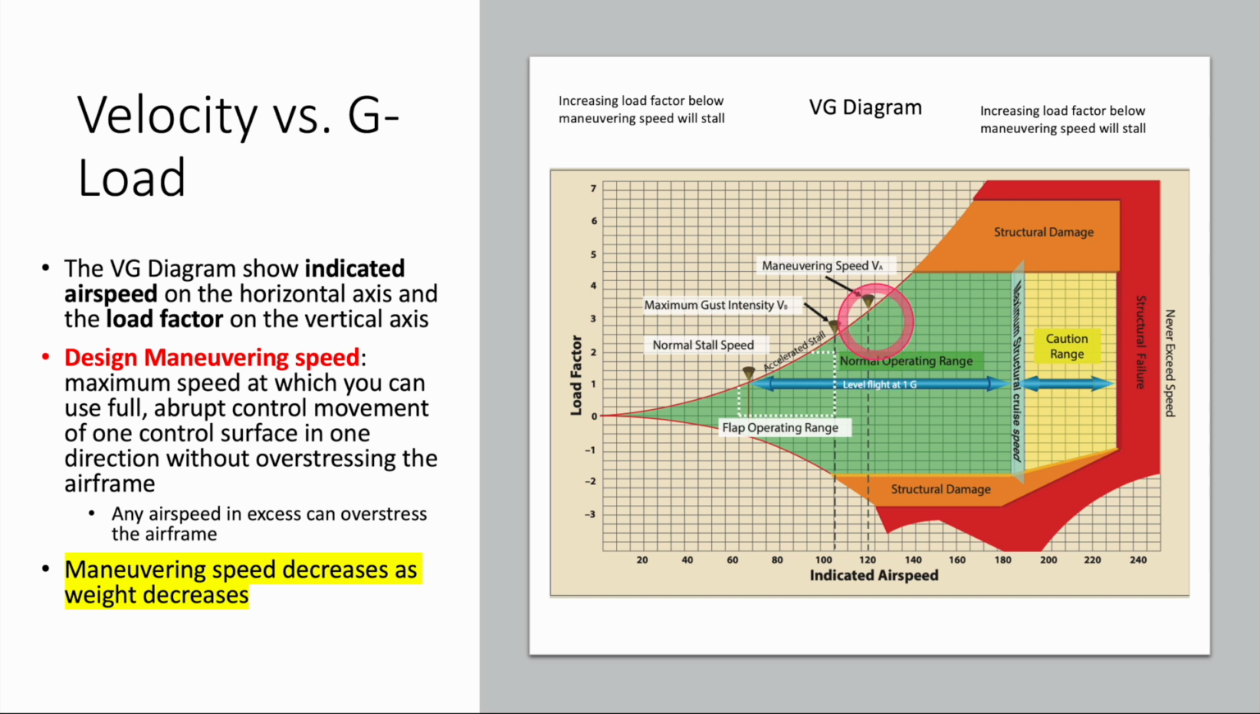It's also the airspeed at which you can use full abrupt control movement in one direction without breaking the plane. There's been instances where somebody experiences turbulence or an emergency situation, and they use multiple control movements, and that causes the flight controls to break. And in that case, you lose control of the aircraft. So as long as you're at or below this airspeed, you're able to use one full deflection of flight control one time without overstressing the aircraft.